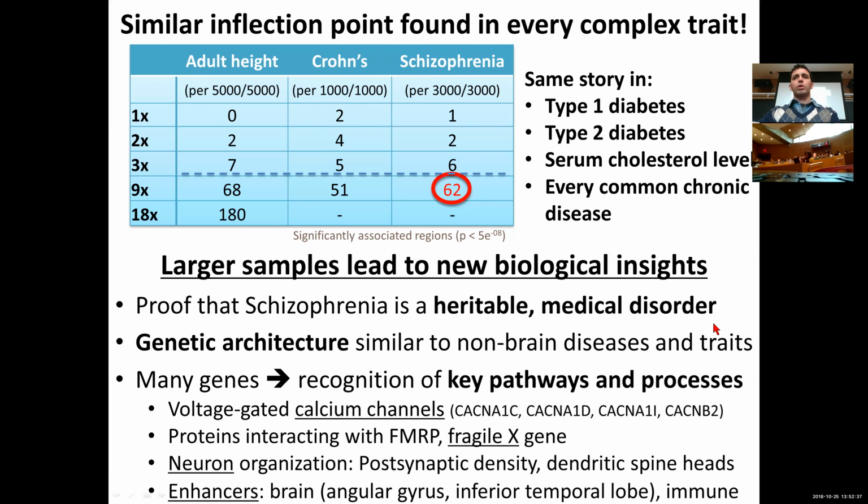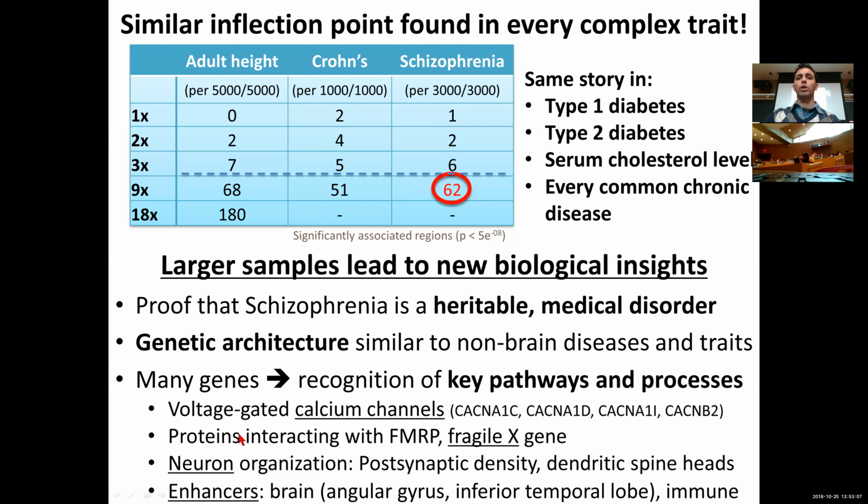So we found the same story in type 1 diabetes, type 2 diabetes, and serum cholesterol levels in every common chronic disease. So larger samples basically lead to a lot more discovery, and they also lead to new biological insights. For example, with schizophrenia, it suddenly became clear that it was a heritable medical disorder, and its genetic architecture was in fact similar to non-brain diseases and traits.